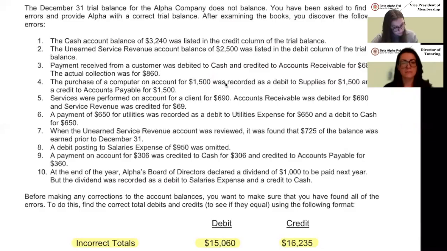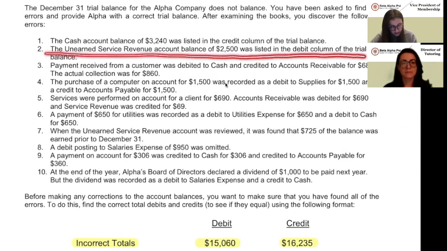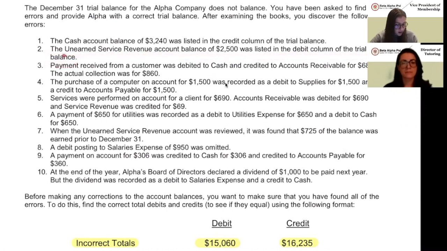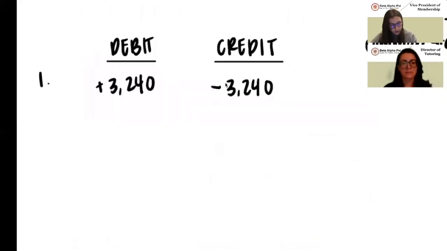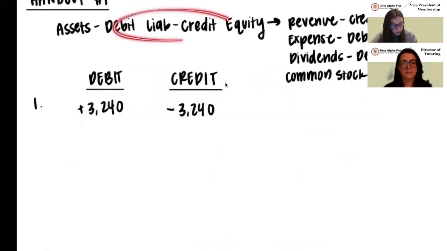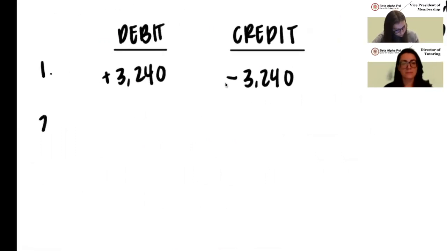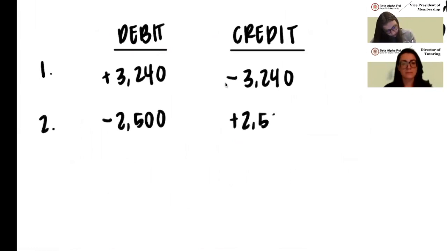Now, number 2 is the unearned service revenue account balance of $2,500 was listed in the debit column of the trial balance. Unearned service revenue is not a revenue account. If it's unearned, that means it's a liability. And if we look here, all of our liabilities have a normal credit balance. And if it was listed on the debit side, we have to take it out of the debit side, subtract it, and add it to our credit side. So number 2, we need to subtract 2,500 on the debit side and add 2,500 on the credit side.